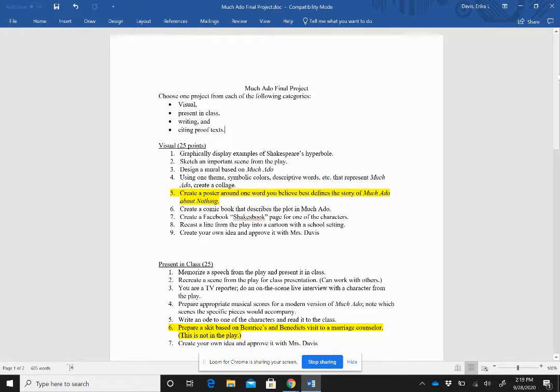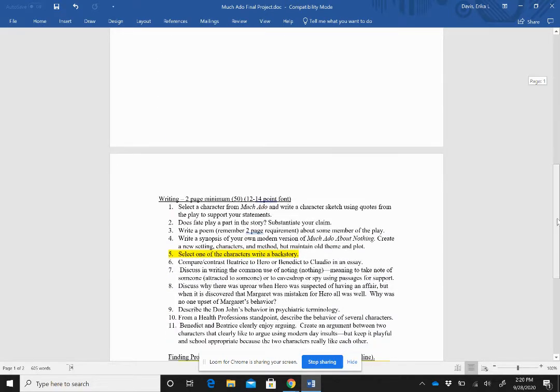And they had to do one from each category. They had to create a visual, do a presentation in class, write something, and cite proof from text. And these were all in the language arts standards. So you can see there were a lot of choices. They had to choose one from each category.